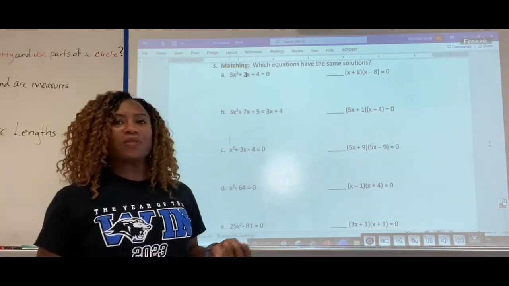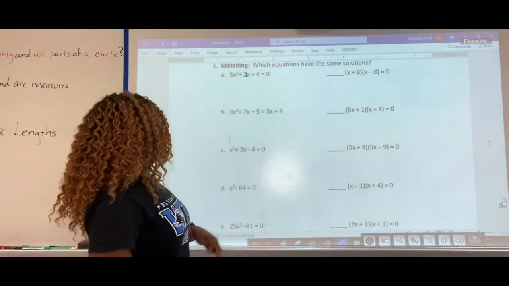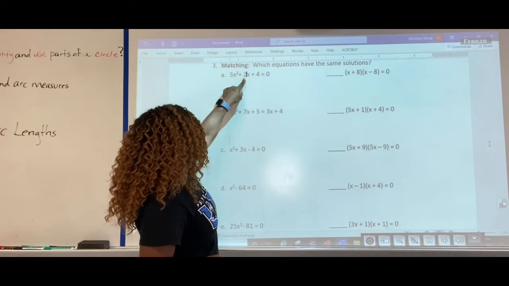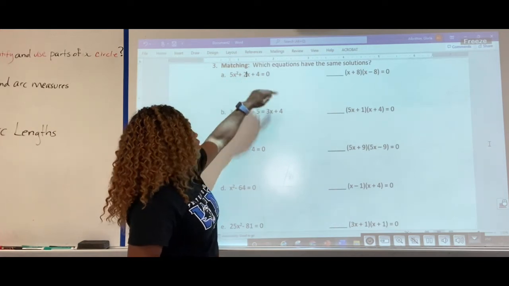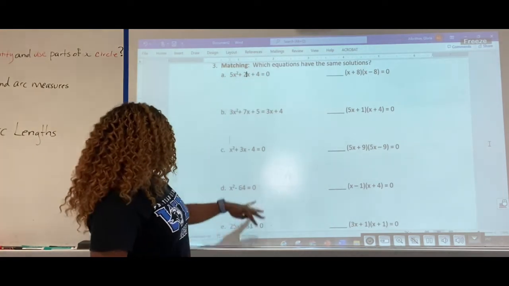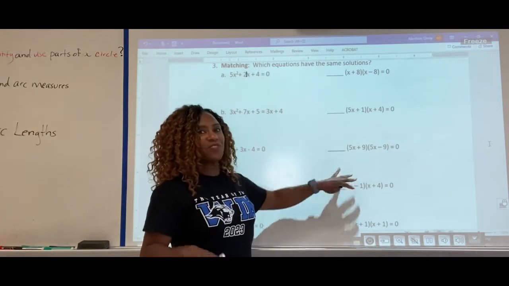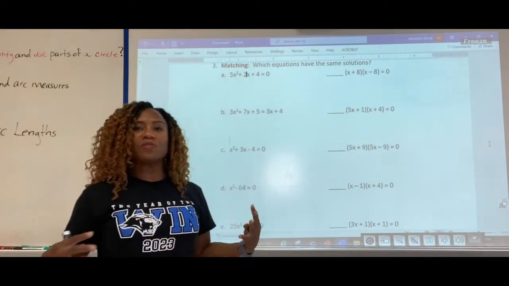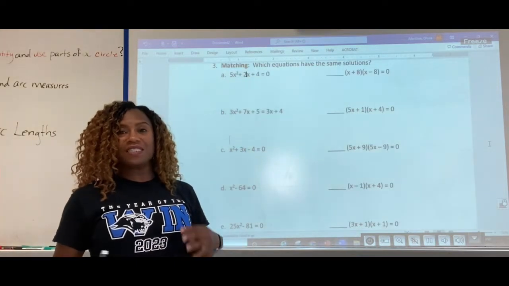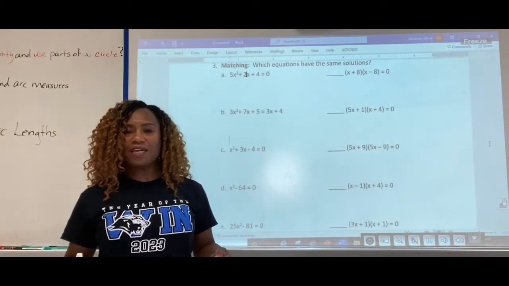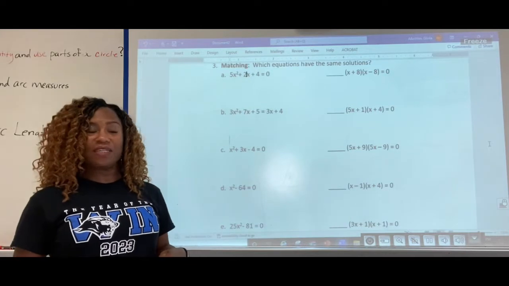And hopefully you notice that something wasn't right. Okay, so this is 5x squared plus 21x plus 4 equals 0. So for this section, I'm having you match up each of these quadratic equations to their factored form only. You do not have to completely solve it. You just need to tell me what the factors are, because you're going to have a section of the quiz that asks you for that information.